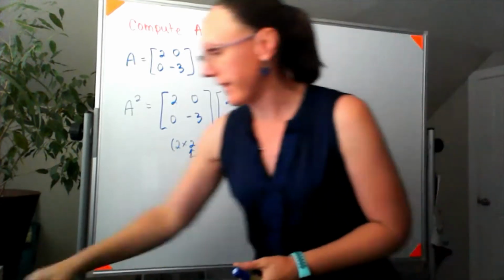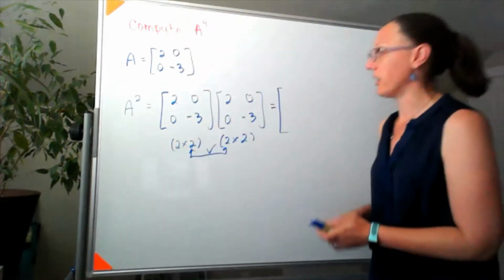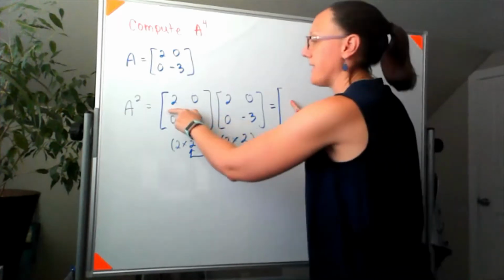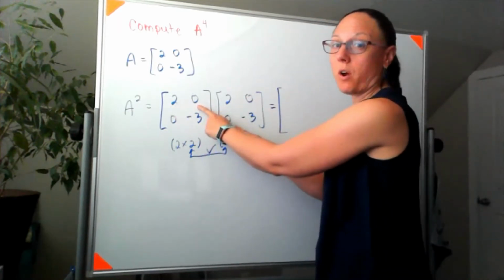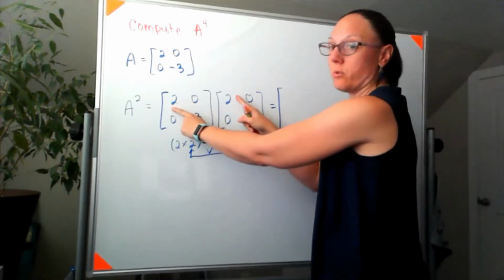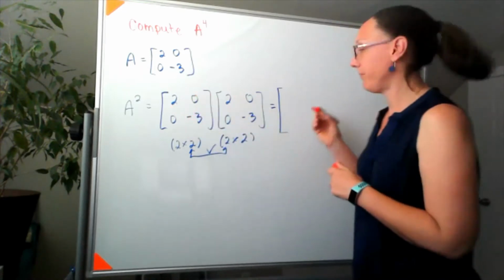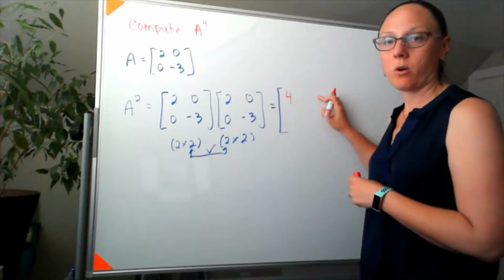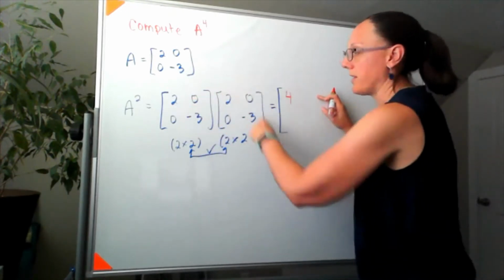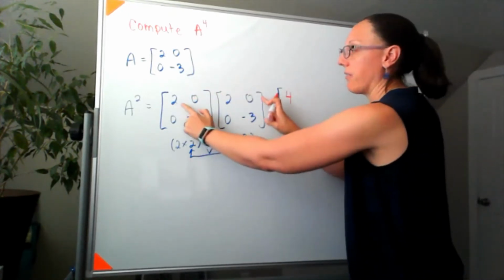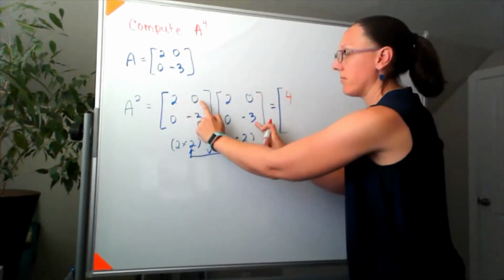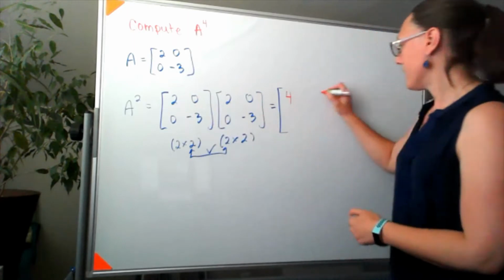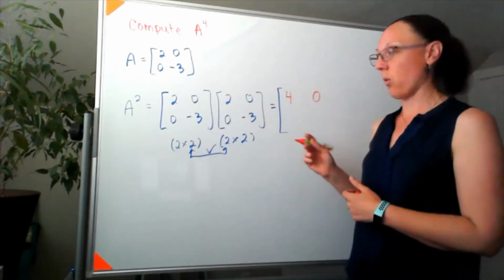And when I come in here to do our multiplication, I know that to get the entry in row 1, column 1, I take row 1 times column 1. So I'll end up with 2 times 2 plus 0 times 0. To get my entry in row 1, column 2, I take row 1 times column 2. So I'd have 0 plus 0. So I still maintain that 0 in the corner.